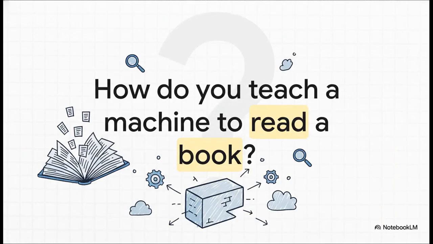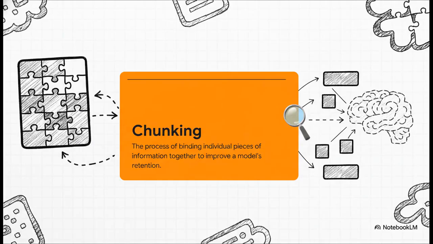Okay, think about this for a second. How do you teach a machine to read an entire book? You can't just stuff the whole thing in there at once. Large language models have limits, right? They have a finite attention span, just like us. So how do you break that book down into pieces the machine can actually digest and learn from? That, right there, is the fundamental challenge we're talking about. And the answer to that challenge is a process called chunking.